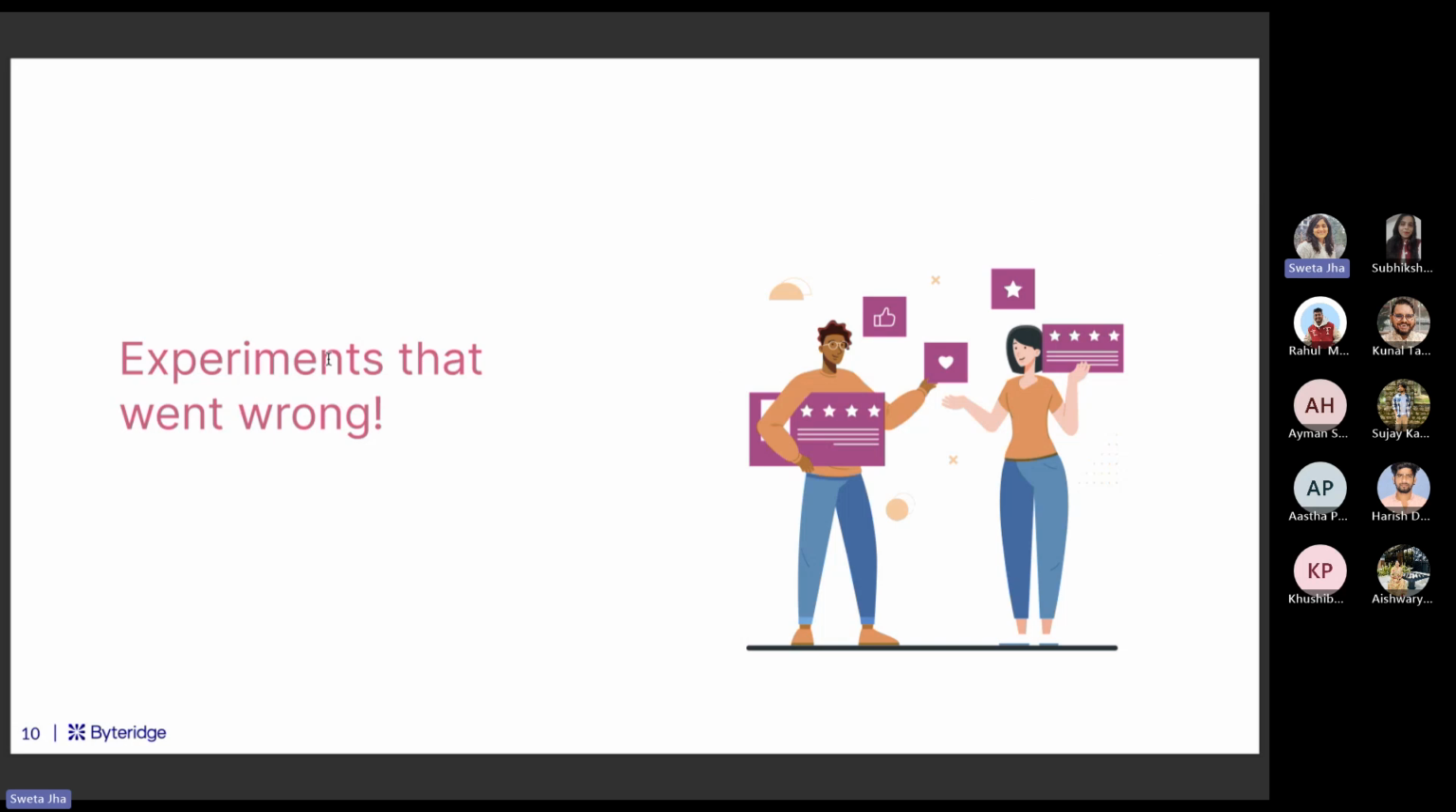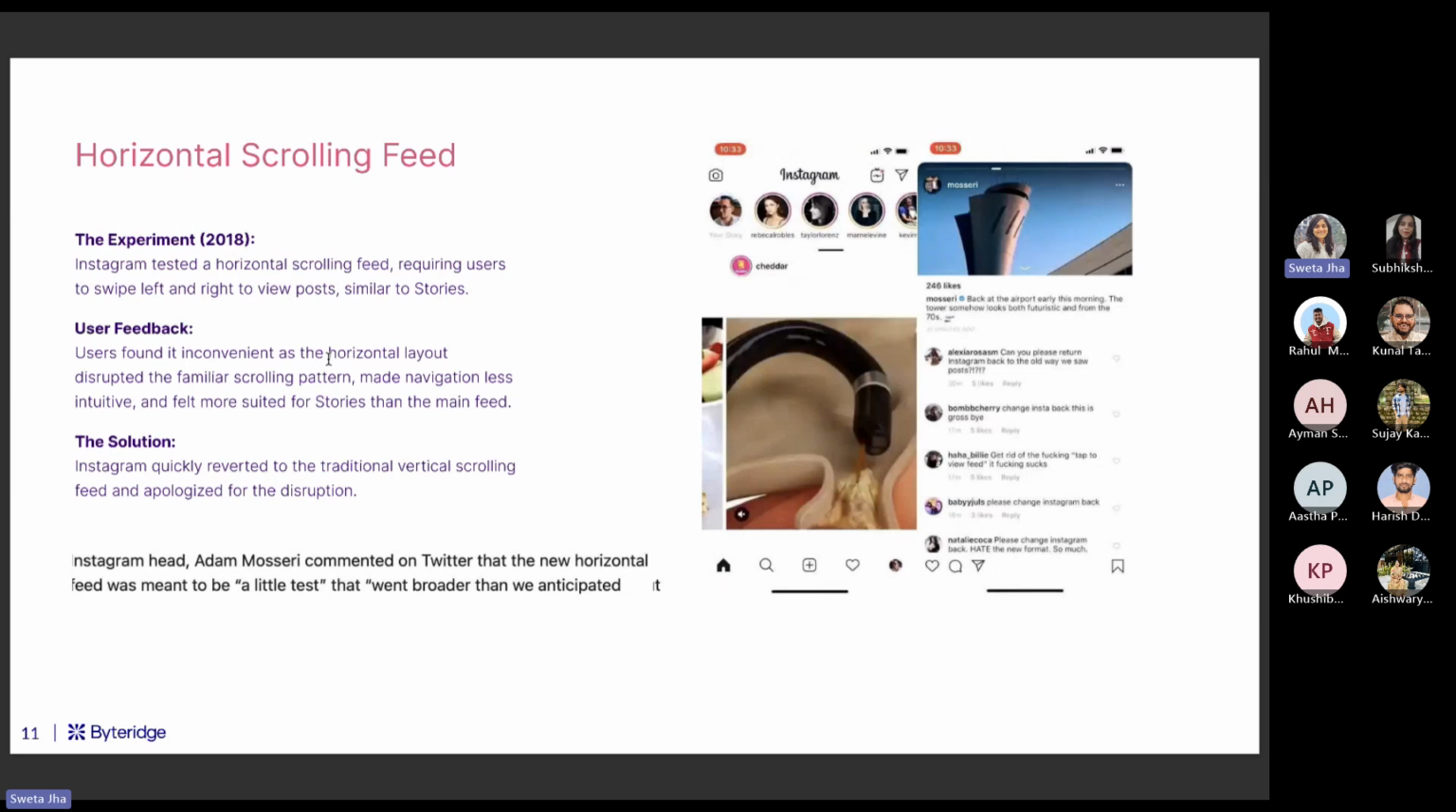But not every design change was a success. Instagram ran some very bold experiments, but not all of them worked out. For example, in 2018, they introduced this horizontal scrolling feed where users would have to swipe left and right to view posts, very similar to stories.